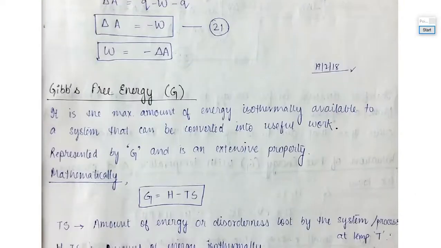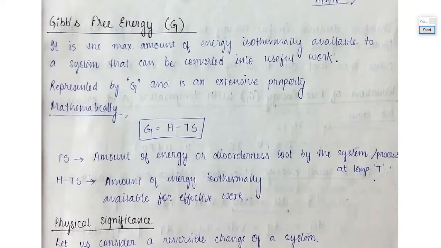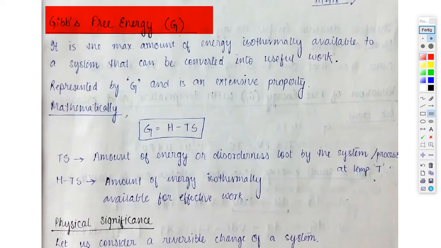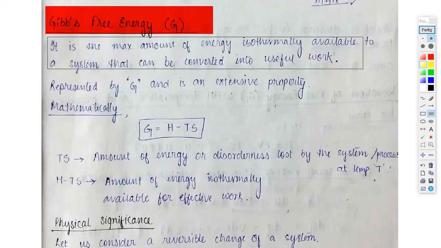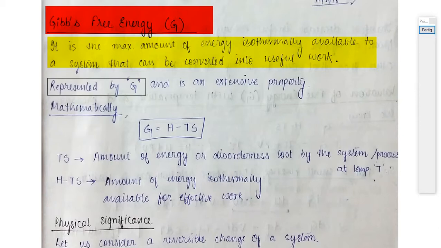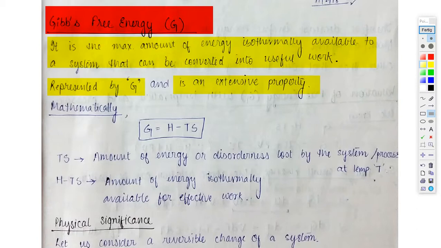Let's move on and define the Gibbs free energy, which is denoted by G. The Gibbs free energy is the maximum amount of energy, point to be noted, isothermally available to a system that can be converted into useful work, and it is represented by G. It is an extensive property, and mathematically G equals H minus TS.